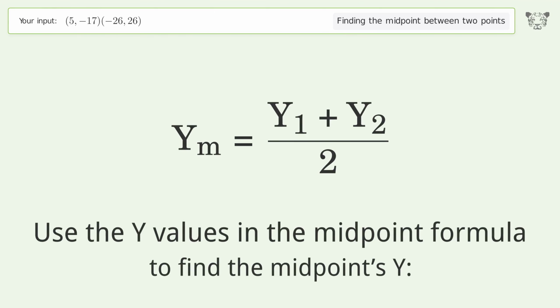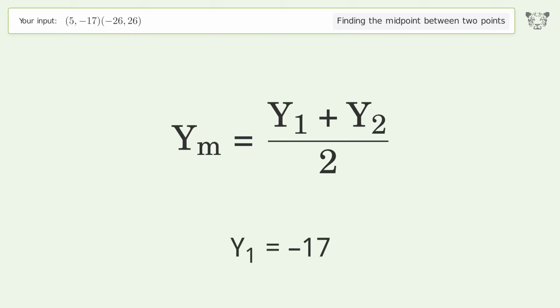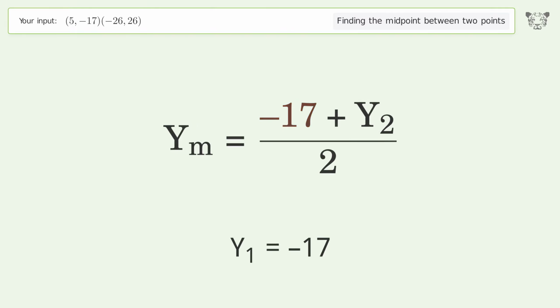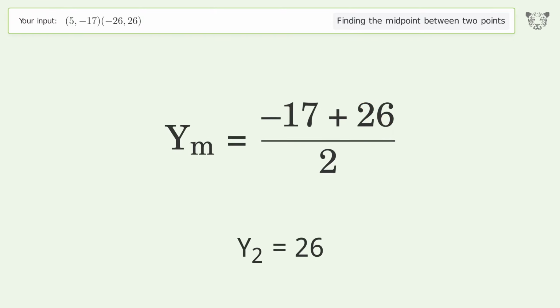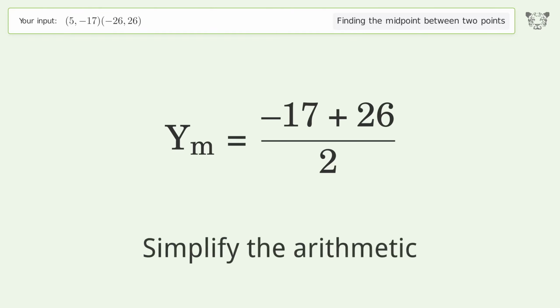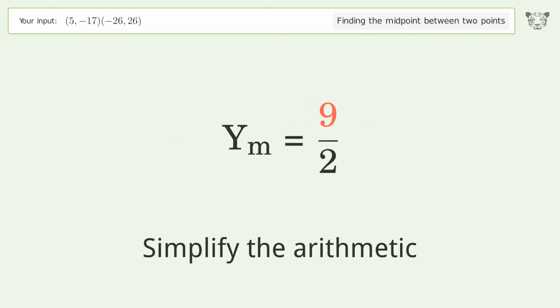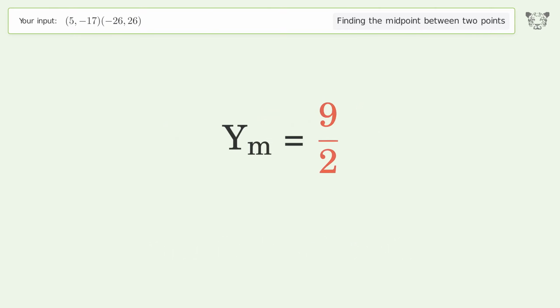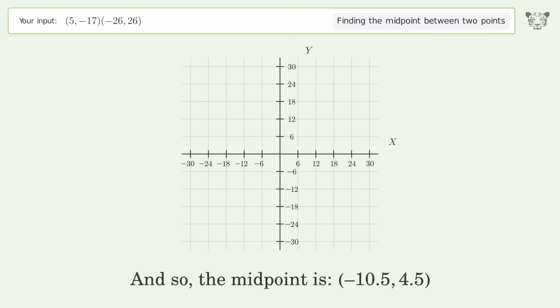Use the y values in the midpoint formula to find the midpoint's y. y1 equals negative 17. y2 equals 26. Simplify the arithmetic. And so, the midpoint is negative 10.5, 4.5.